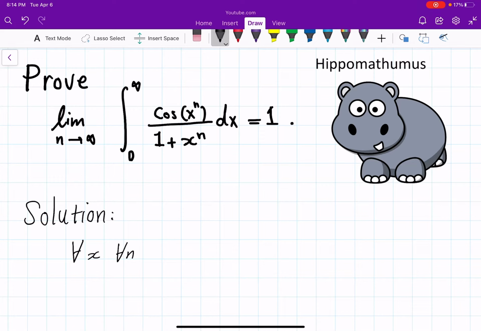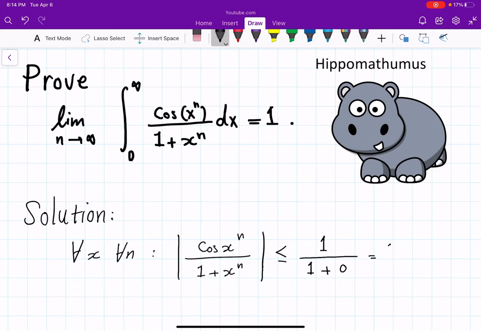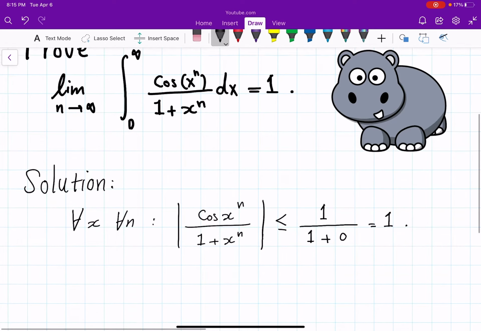n, and by that I mean x in the range of interest here, we have that the fraction cosine x^n over 1 plus x^n in absolute value is bounded by, so I put the largest numerator, which can be 1 because it's a cosine, and the smallest denominator will be when I have 0. So that makes it a 1. So this is a continuous function bounded above by 1 in absolute value. So we will come back to this fact soon.